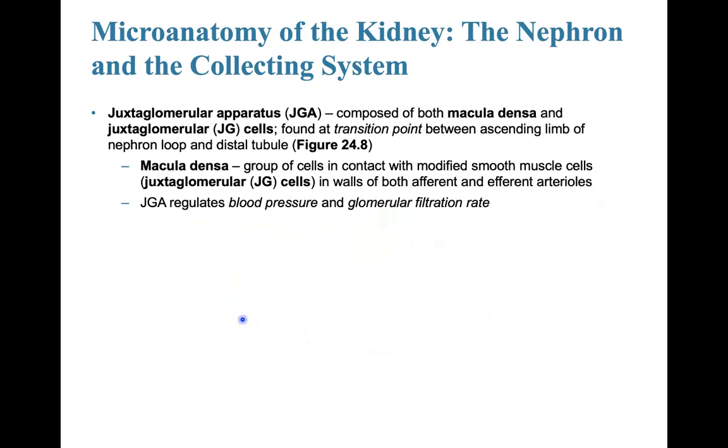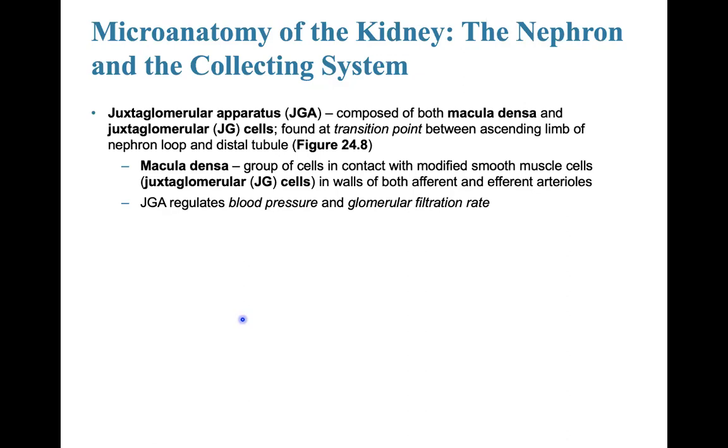We also have another structure which we refer to as the juxtaglomerular apparatus. This is composed of both the macula densa and the JG cells. This is found at a transition point between the ascending limb of the nephron and the distal tubule. The macula densa is a group of cells in contact with the modified smooth muscle cells, which are referred to as JG cells, in the walls of both the afferent and the efferent arterioles.